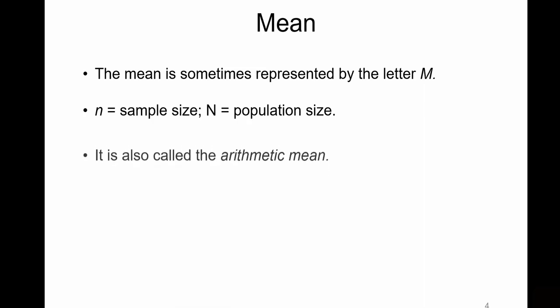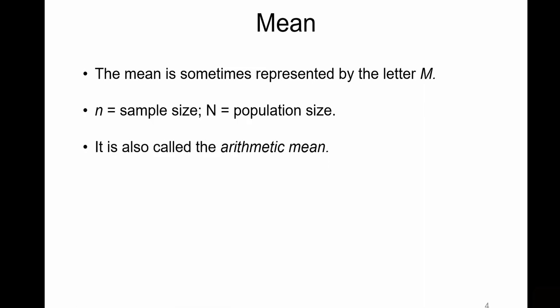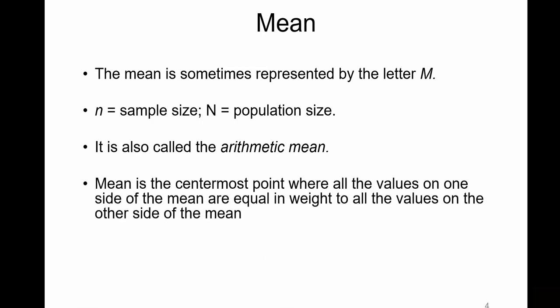Okay? Now this is also called the arithmetic mean, so you may have heard that term in your math class or maybe another science class at some point. The textbook definition is the center point where all values on one side of the mean are equal in weight to all the values on the other side of the mean. So it's that center point for the values, in my example, the actual ages. If my average age for my sample is 21 and my average age for my population is 19, my sample is a little bit older than my population, okay?